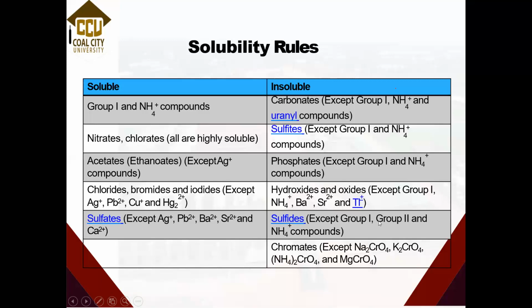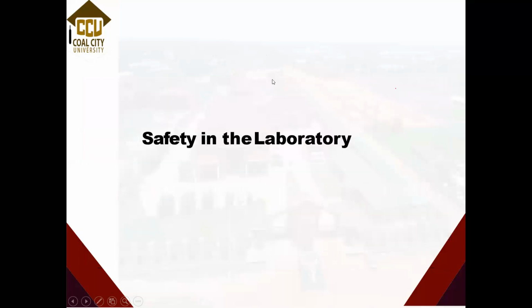Except for group 1, group 2, and ammonium compounds. Then chromates: all chromates are insoluble except those of sodium and potassium, which are also group 1 compounds. So all group 1 chromates are soluble, because we've said all group 1 compounds are soluble. Also, for ammonium, an ammonium chromate will also be soluble. And interestingly, magnesium, though it's in group 2, is also soluble. So those are the things you need to keep in mind regarding solubility.